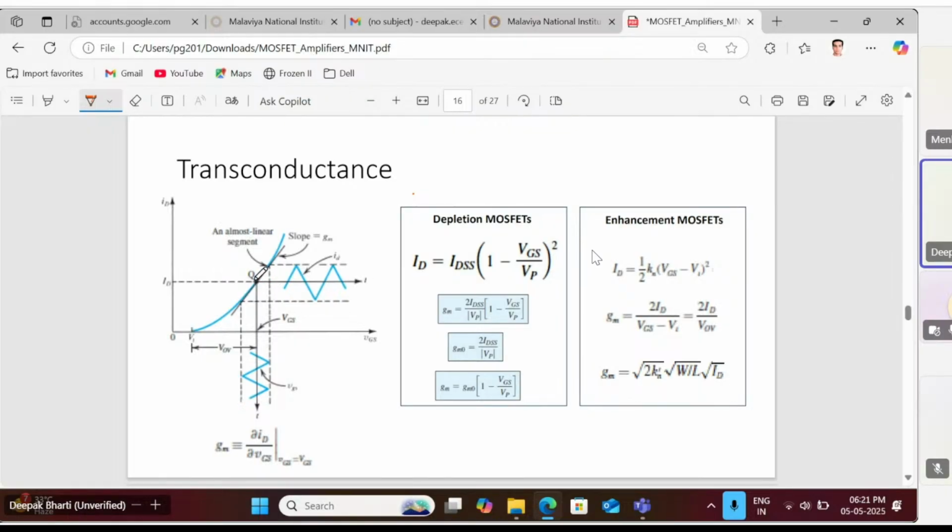And let's say, as we have determined in the previous part, if Q is the operating point, then the slope of your transfer curve, that is dID upon dVGS, is your GM. Transconductance is denoted by GM. So dID by dVGS becomes your GM at the operating point.